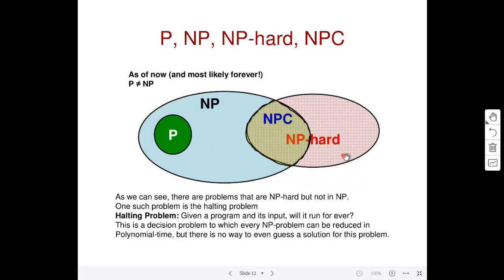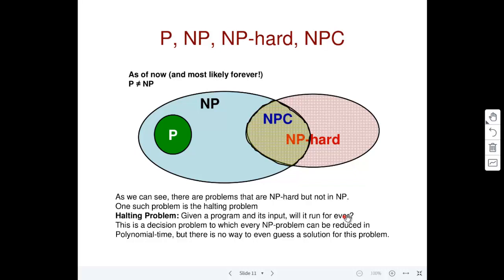Class NP hard means every problem in the class NP is polynomial time reducible to a particular problem. So remember that the definition of NP hard does not require a problem to also be in the class NP. It could be a problem that is not even in the class NP. One such problem is the halting problem, which is by definition: given a program and its input, will it run forever? It looks like a simple problem. Given a program and input for the program, will the program run forever? That's what we have to know. It's a decision problem. It's called the halting problem.